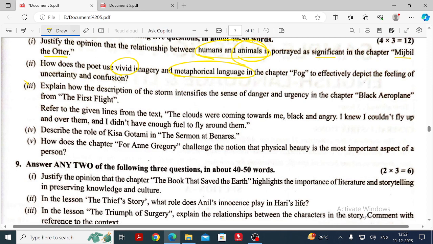And then see here, that clear, and the metaphorical language, particularly for which poem, my dear? Fog. And most importantly, we have already discussed this Fog poem together with another particular poem. Can you remember that?